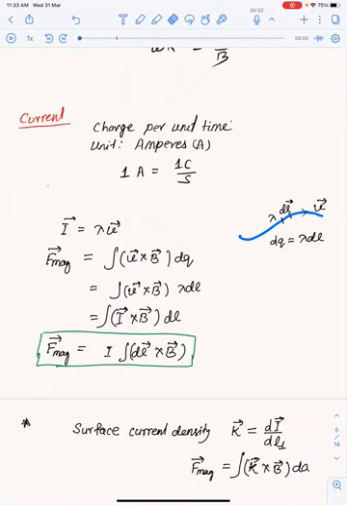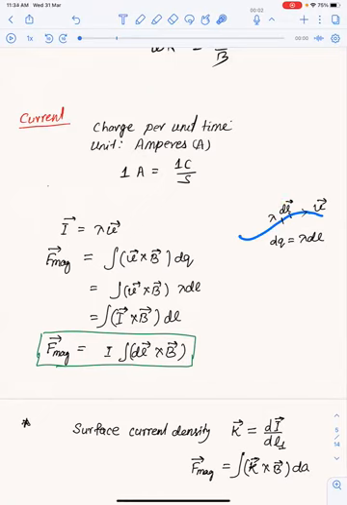Now let's frame this definition in terms of the charge densities: line, surface, and volume charge densities, and volume current densities. Let's think about a segment of charge lambda in a line segment dl, moving with a velocity v. The charge dq in this segment dl is nothing but lambda dl.